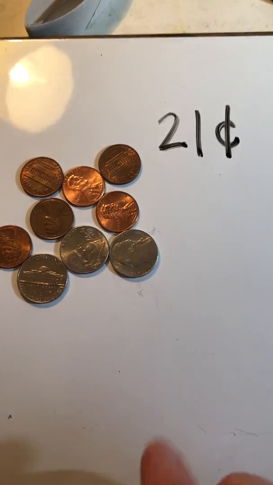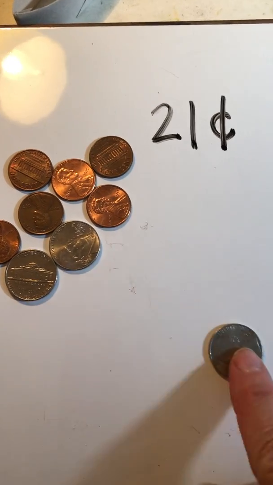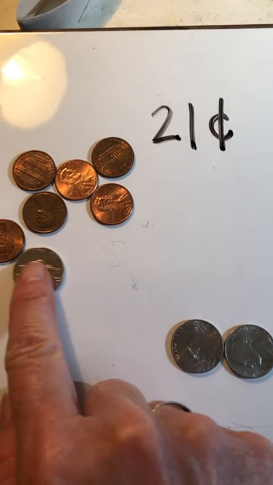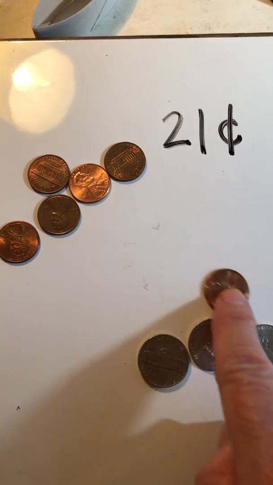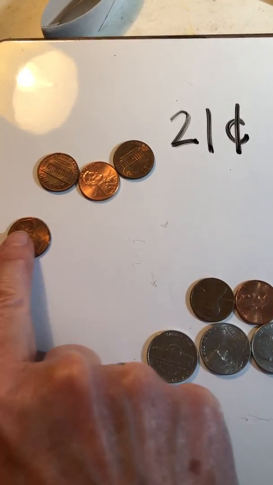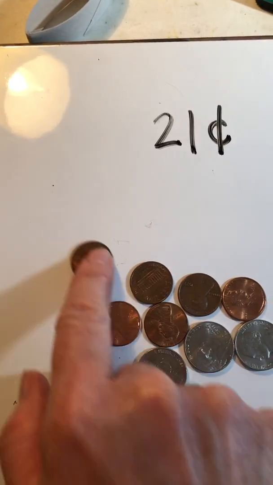All right, let's try it. I'm going to count it, and you count with me. So we're going to start with 5s. 5, 10, 15, then count by ones. 16, 17, 18, 19, 20, 21.